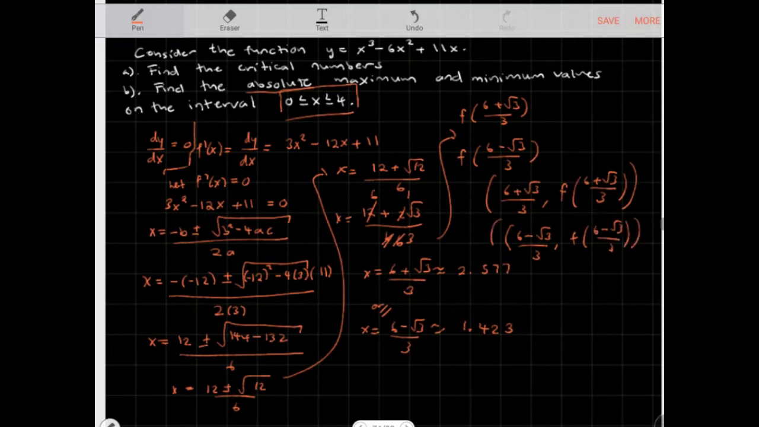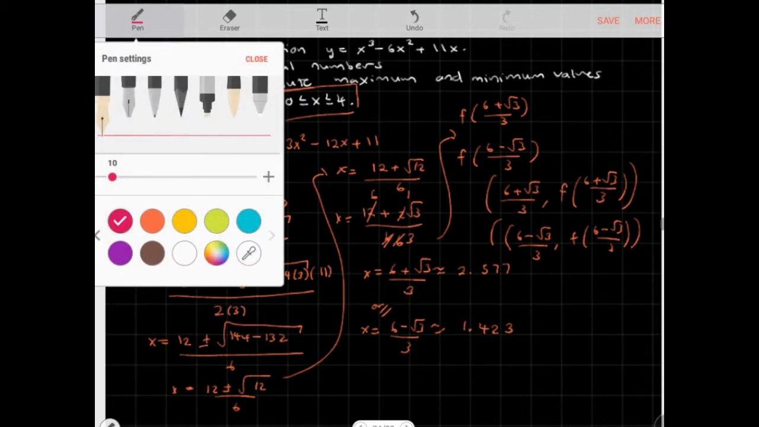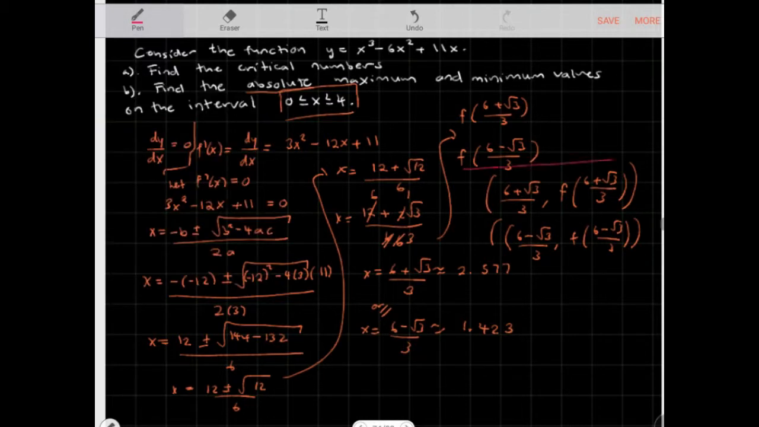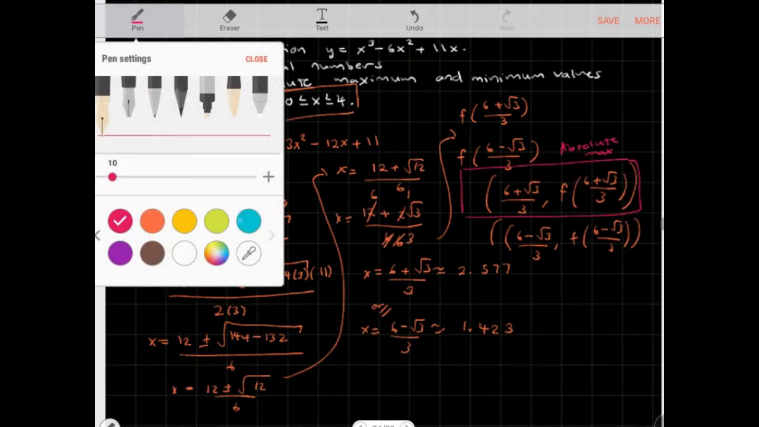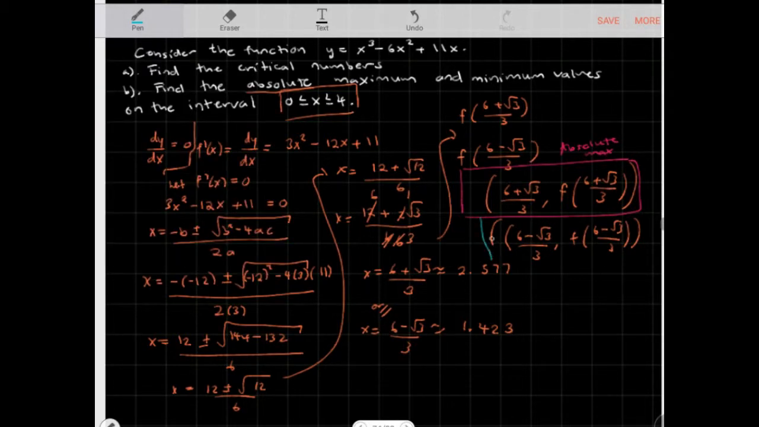Okay, so one of our points here, I'm going to change the colors. One of our points is going to be our absolute maximum. And the other point here, let's call it this guy, is going to be our absolute minimum. Okay, and that's basically how you can use a first derivative test to determine the absolute max and absolute min points of a function within this given interval.